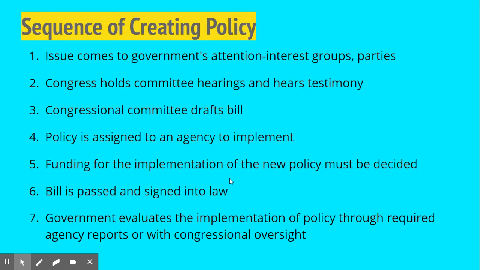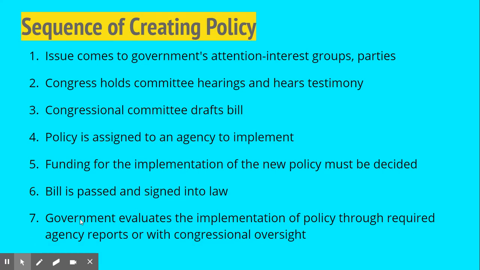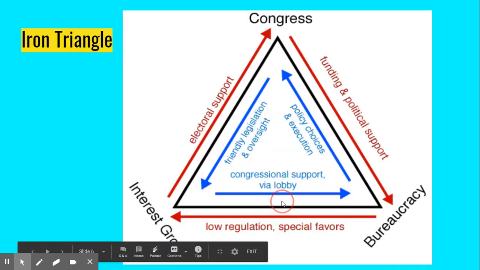Funding for the implementation is decided upon. So that's the appropriation from Congress. All right, so the budget for that particular agency is tied to that piece of legislation. And then, of course, the bill is passed, signed into law, and then the government would go through the steps to implementation, right? And then, usually afterwards, there might be congressional oversight on that particular issue that we will see. Okay, so that's the steps of creating policy.